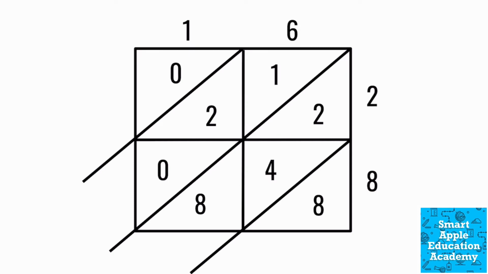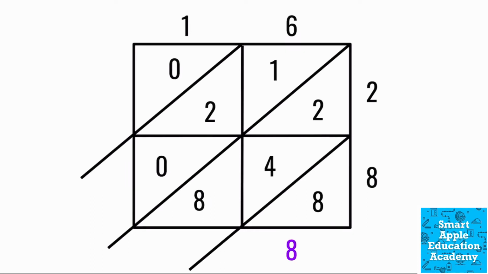So what's the next step? The next step is to add diagonally. Let's look at the first diagonal on the bottom right-hand corner. So in the first diagonal, the only number that's there in that triangle is 8, so we're just going to put down 8 right there.